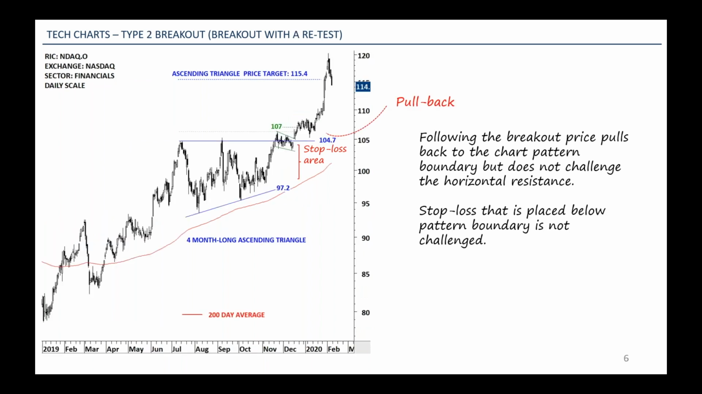Type 2 breakout, you will see that price breaks out and then pulls back to the pattern boundary without challenging the stop losses that you have below the pattern boundary. That protective stop loss area is not even challenged, so the price reaches the price target, and this is considered a pullback. So this is a type 2 breakout. All the numbers that you see under type 2 are those types of chart pattern breakout signals.